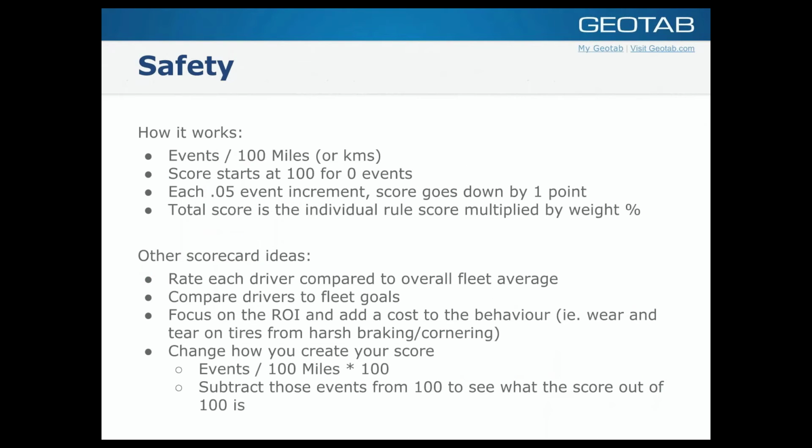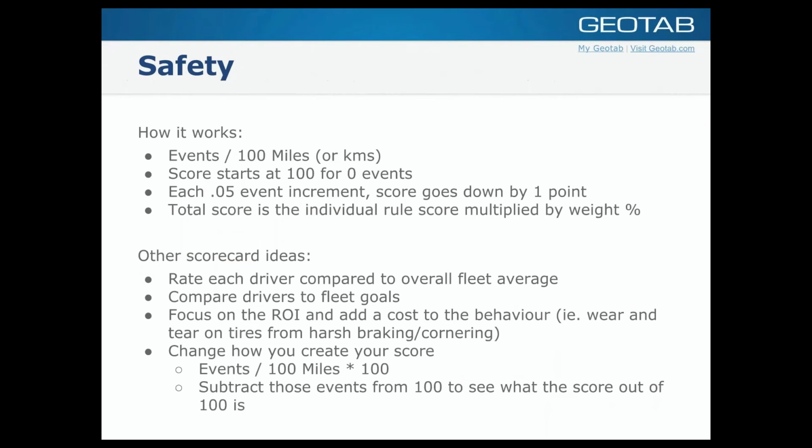So I did kind of cover how it works. I've got it bullet pointed here. Events per 100 miles is how I like to do it. The score starts at 100 for 0 events. For each 0.05 event increment in your events per 100 miles, sorry, I think I said 0.5 before, it's 0.05, the score goes down by 1 point.